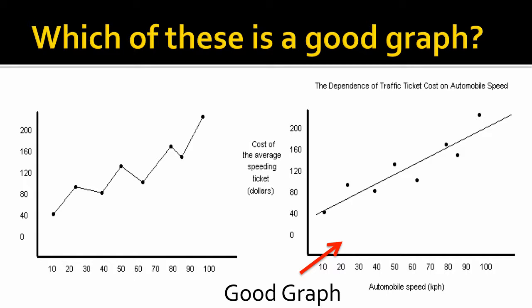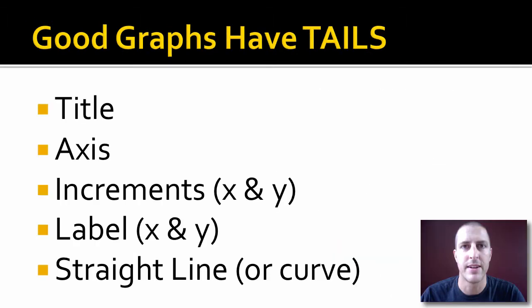Now what constitutes a good graph? Why is that a better graph? So good graphs have TAILS. What that means is you have to have a title for your graph. You have to tell me what the graph is about. You have to have axes. You need to draw those axes. You can't just have a graph in the middle of your graph paper with no axes. Also, make your graphs as big as possible. It's much easier to see that way.